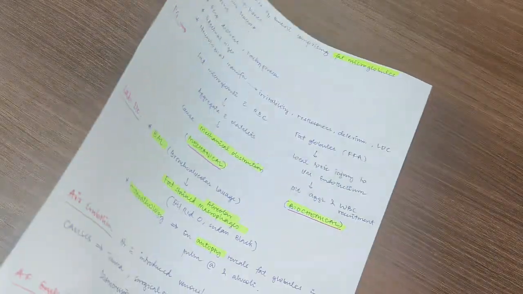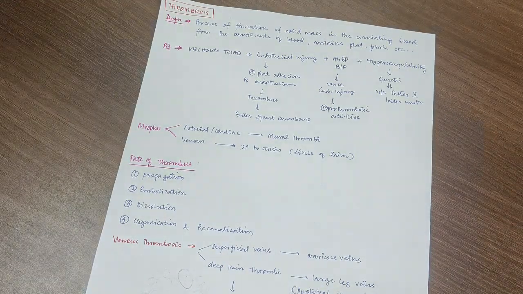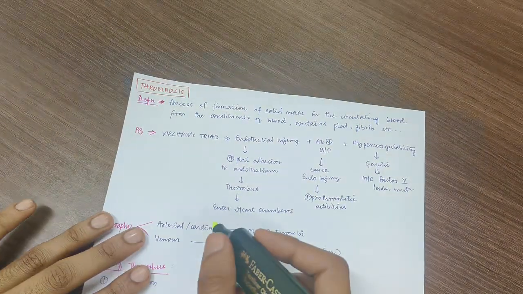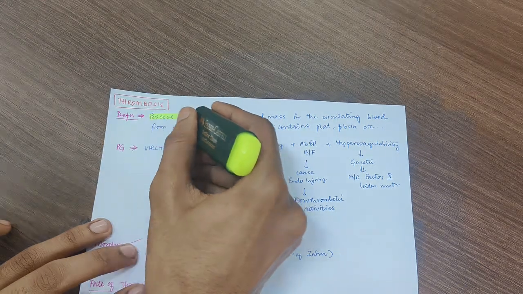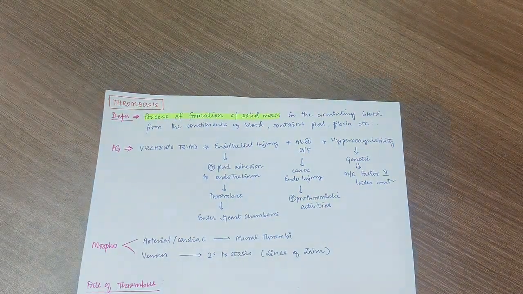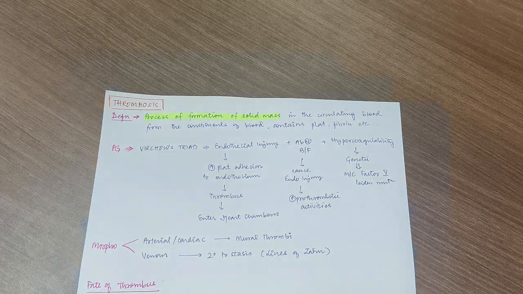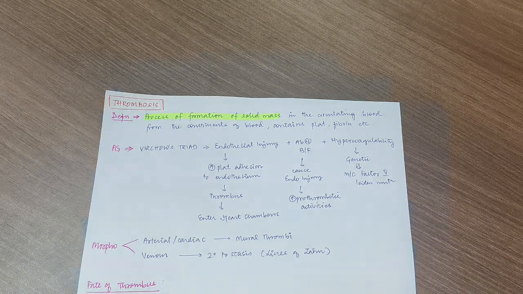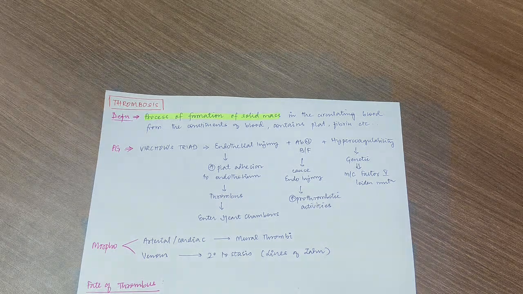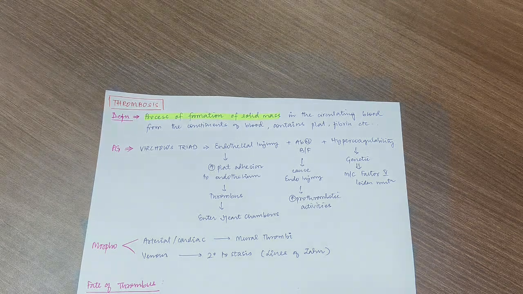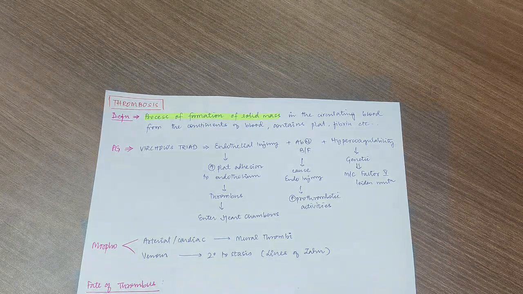Next we'll talk about thrombosis. What is thrombosis? Thrombosis is the process of formation of a solid mass in the circulating blood from the constituents of blood, such as platelets and fibrin.